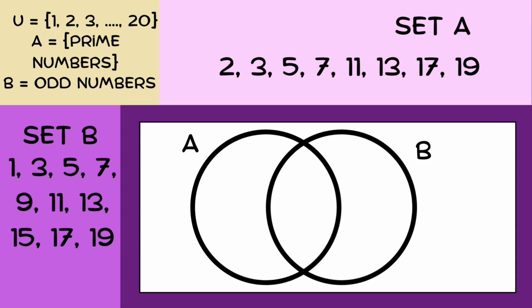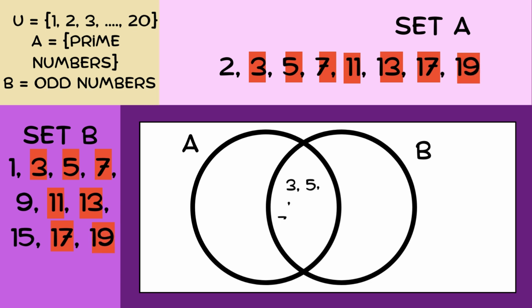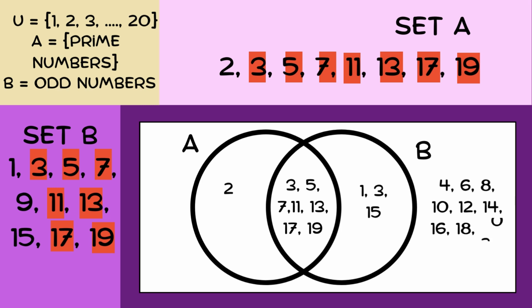After that, the next step is to find any repeated numbers. These would be 3, 5, 7, 11, 13, 17, and 19. Put these numbers in the intersection. The remaining group numbers will fall in the outer regions of the circles. All the other numbers which do not fall in either of the groups all lie in the outer parts of the rectangle, outside the circles. These numbers are 4, 6, 8, 10, 12, 14, 16, 18, and 20.